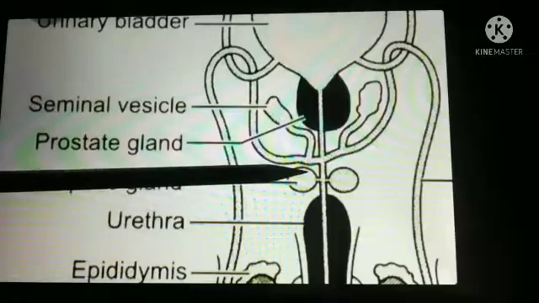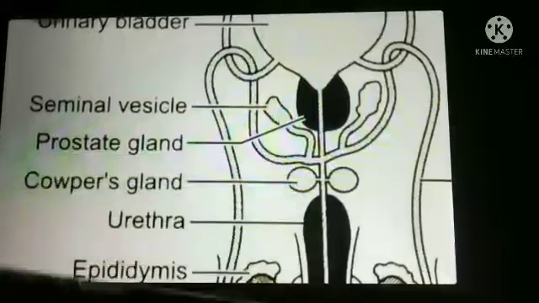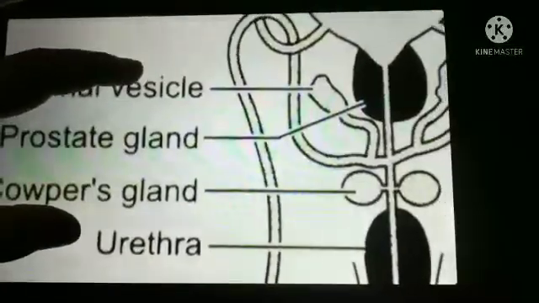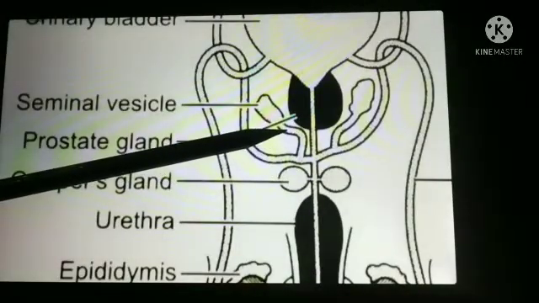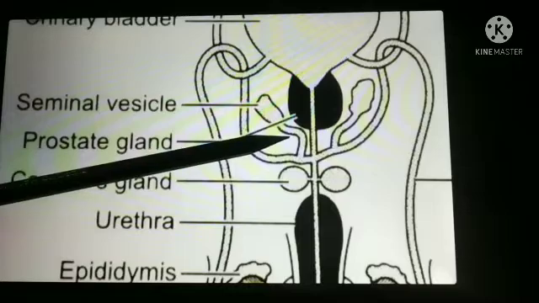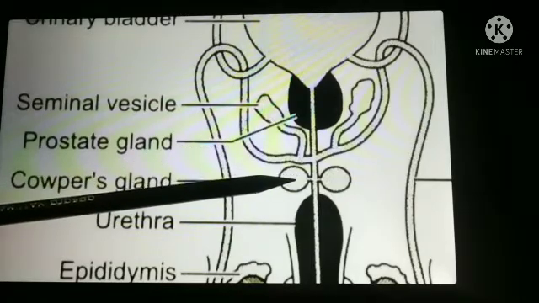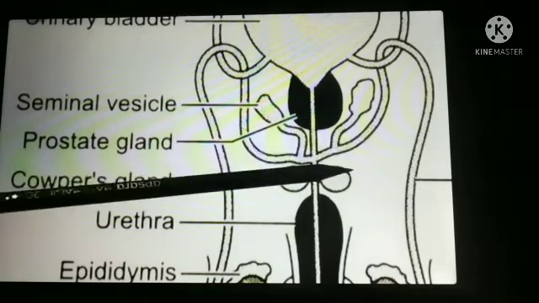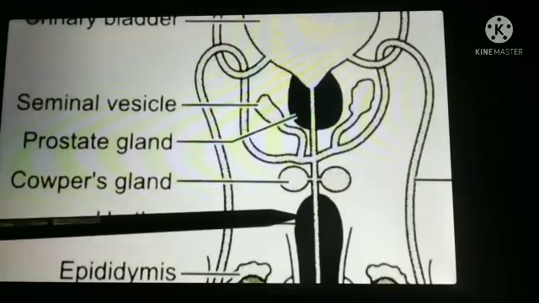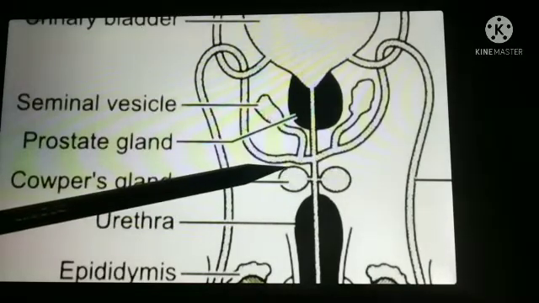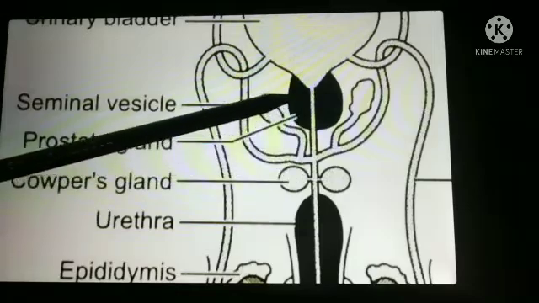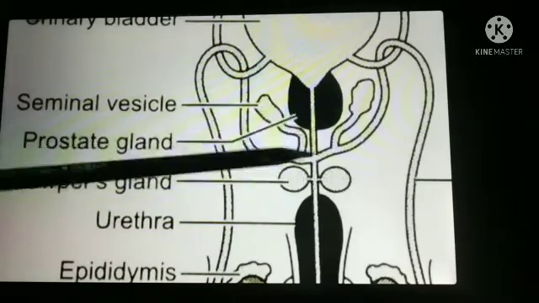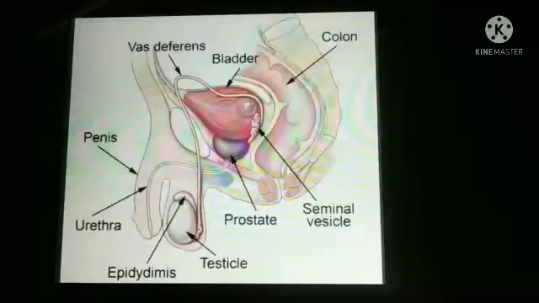Next come to the Cowper's glands. These Cowper's glands are also called bulbourethral glands. They are pea-sized structures located on both sides of the urethra, just below the prostate gland.